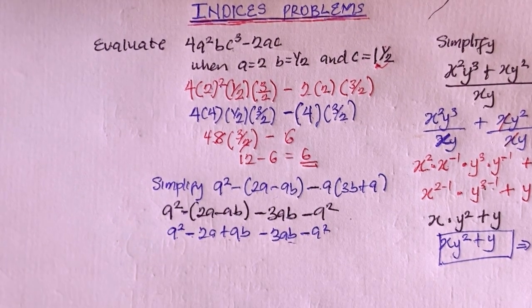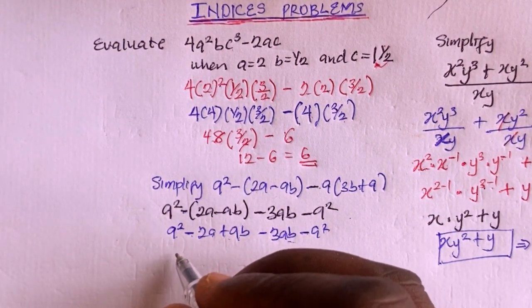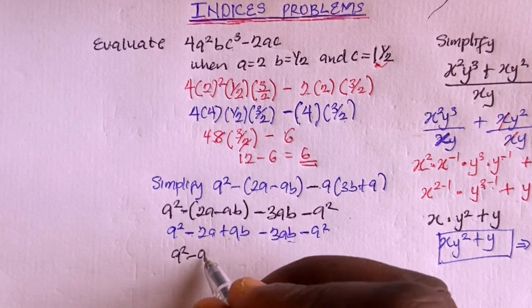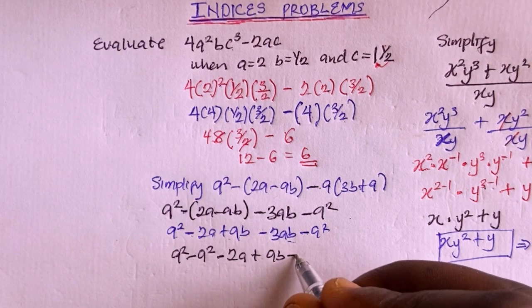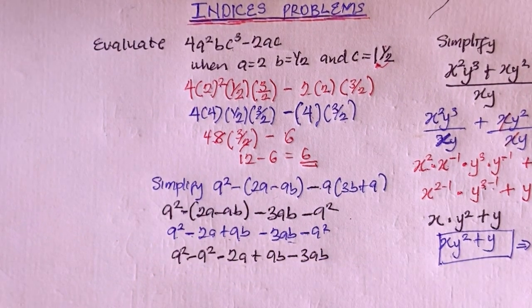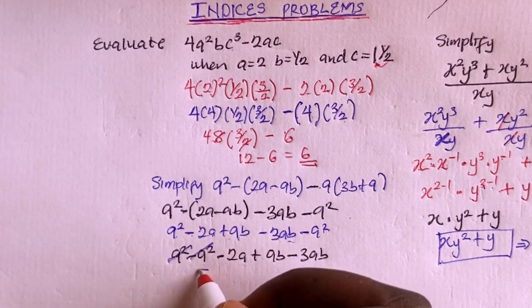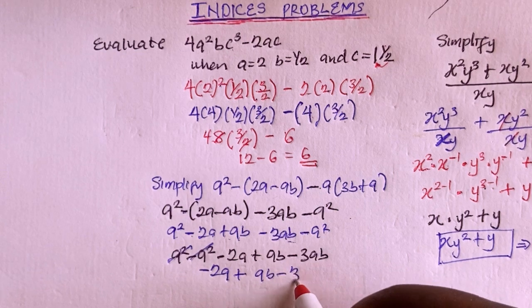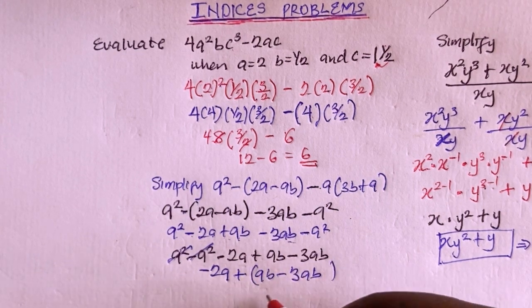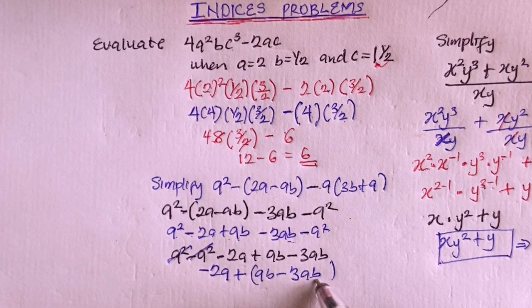If you look at this question very well, it's very simple. Minus a squared, I'm going to pack them to one side. I'm going to have a squared minus a squared, then minus 2a, plus ab minus 3ab. What I'm going to do now is that this will cancel this, then I'm left with minus 2a plus ab minus 3ab. So if you look at this side, what can I factorize here? I can factorize ab since ab is common here.